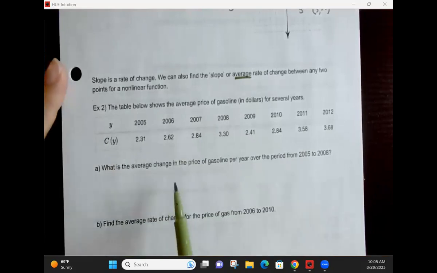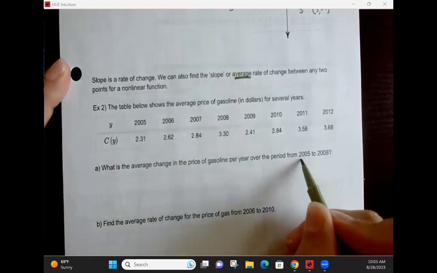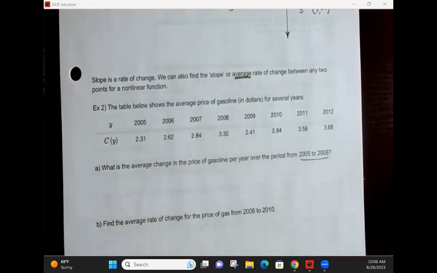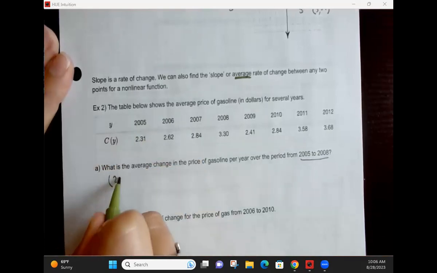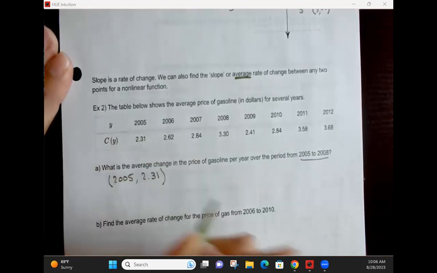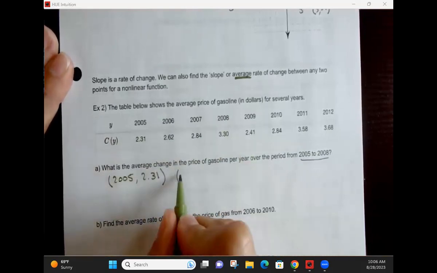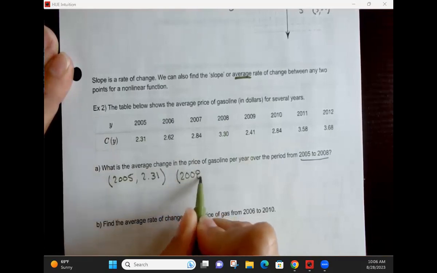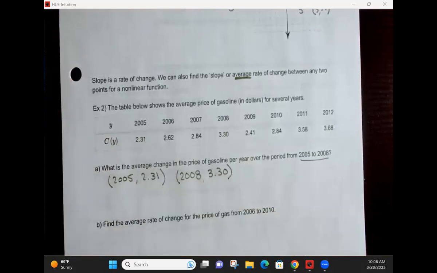That's what I'm going to ask you to do here. For A, what's the average change in the price of gasoline per year over the period from 2005 to 2008? In a table, I'm going to treat these just like points. So 2005 is right here, and I'm going to treat that like the point 2005, comma 2.31. And the other point that I'm looking at here, the other little snapshot, is 2008, and the price in 2008 was $3.30.